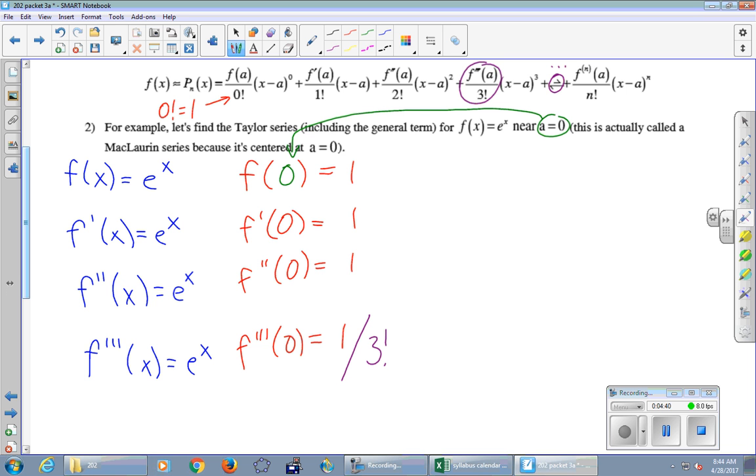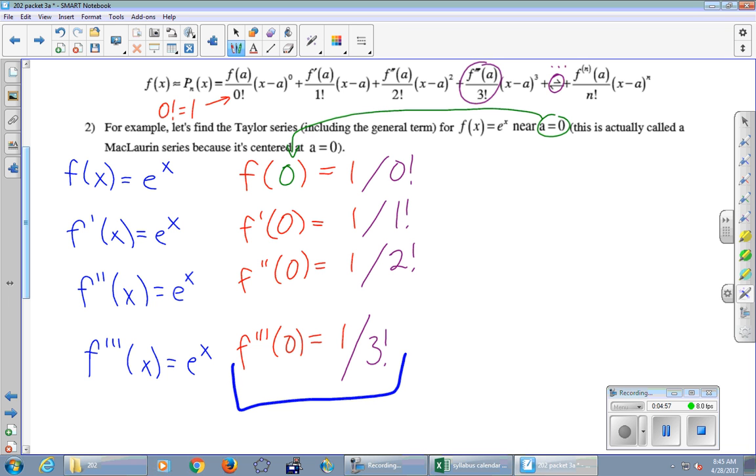I know I'm supposed to take that guy and divide by 3 factorial. And I'm supposed to take this guy and divide by 2 factorial. And this one over 1 factorial, and this one over 0 factorial. So when I say what I've written isn't true: is f triple prime of 0 equal to 1 over 3 factorial? No, it is just equal to 1. But I'm starting to build this stuff into the formula, and I don't feel like writing it all out again.